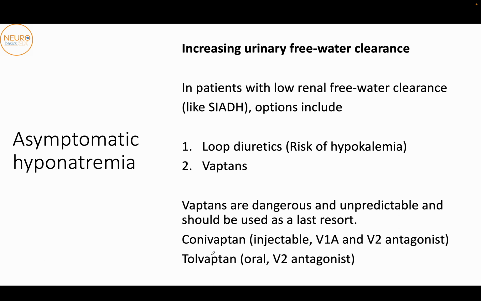There are two well-known Vaptins. Conivaptan is an injectable drug, and it is both a V1A and a V2 antagonist. Because it is a V1A antagonist, it can cause hypotension. It can also cause bleeding, because it affects platelet aggregation. Tolvaptan, on the other hand, is an oral drug, and it is a V2 antagonist, so it does not have the cardiovascular side effects and the bleeding side effects as much. It is safer than conivaptan and can be given orally. The usual dose you want to start with is 15 milligrams per day. On day 2, it can be increased to 30 milligrams per day.